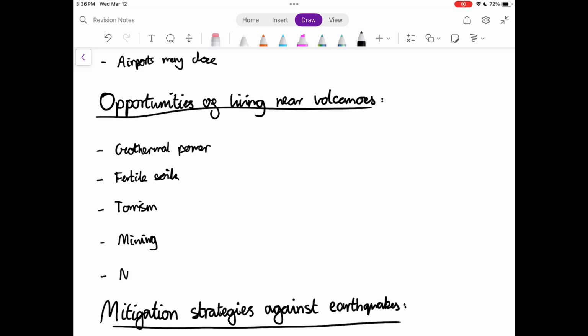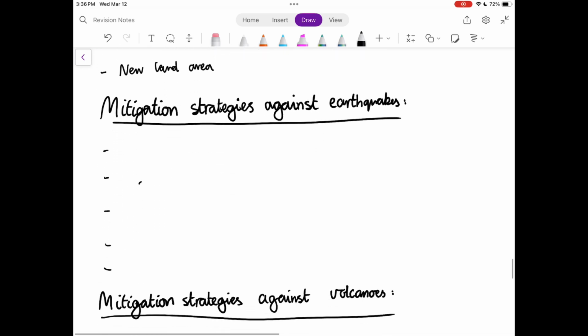And they can also create new land area for humans to settle in, and this can decrease the stress on maybe a heavily densely populated area, and can therefore alleviate the stress on that area as people can have the opportunity to move to a new area. Anyways, that's all for the opportunities of living near volcanoes.